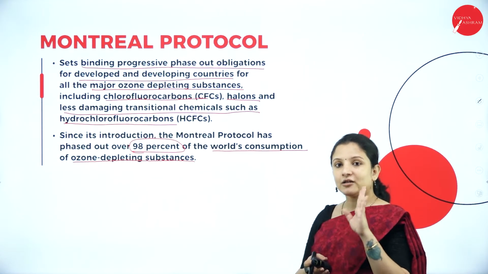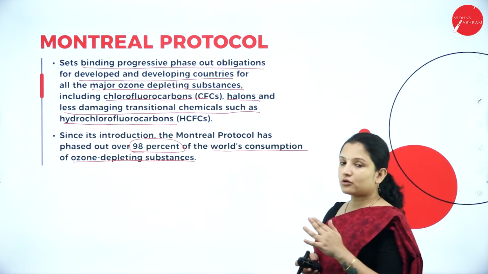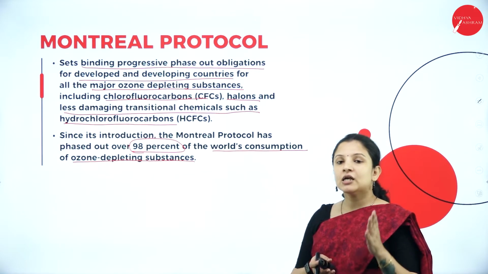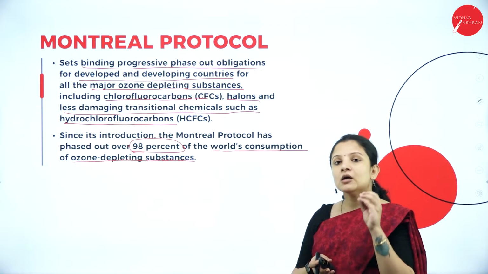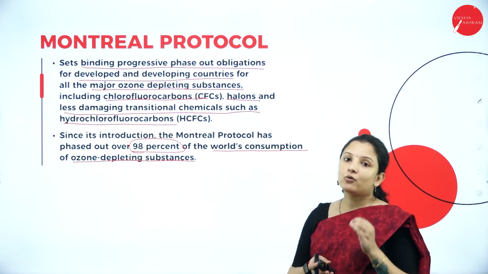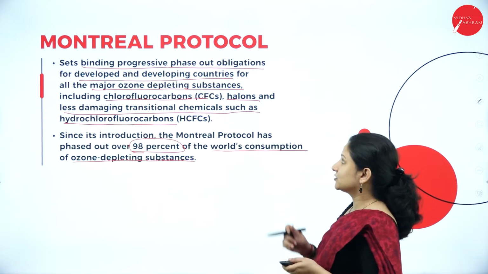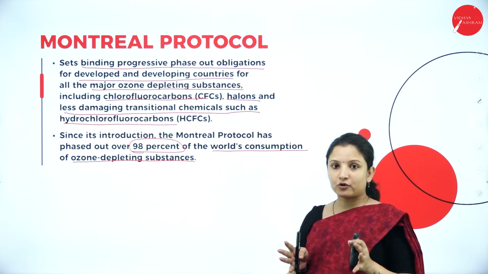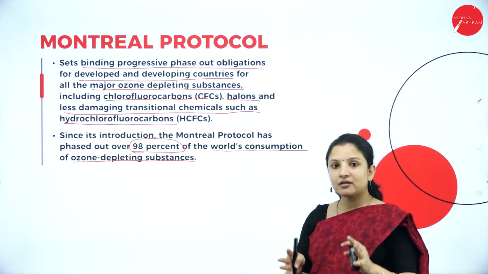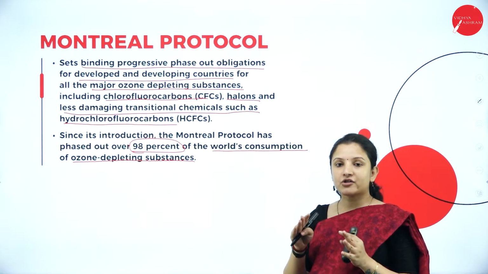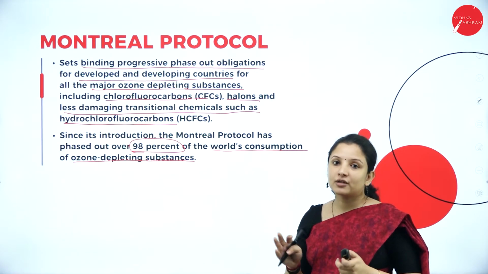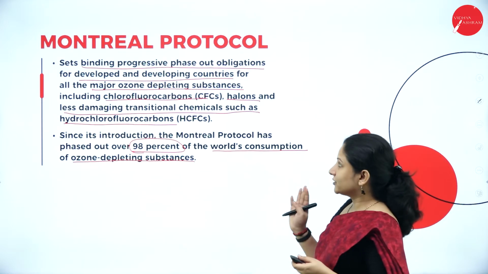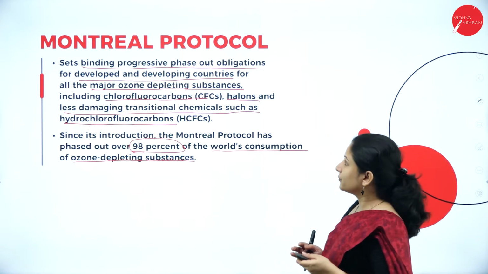That is 98%. The Montreal Protocol has been successful in putting a halt to the manufacturing of materials that contain ozone depleting substances. So the main aim of the Montreal Protocol is to prevent countries from manufacturing ozone depleting substances so that the ozone layer can be protected. So that is the main function of the Montreal Protocol.